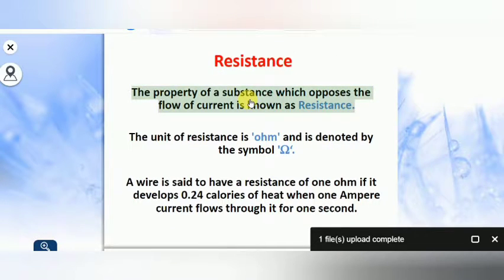Resistance. The property of a substance which opposes the flow of current is known as resistance. The unit of resistance is ohm and is denoted by the symbol Ω. A wire is said to have a resistance of 1 ohm if it develops 0.24 calories of heat when 1 ampere current flows through it for 1 second.